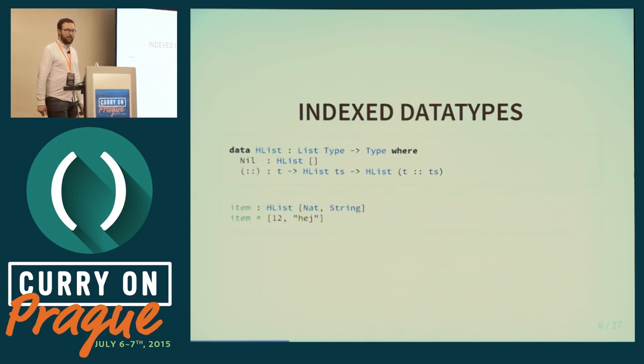I can then define item to be an HList of a Nat and a String. And now item is the list containing the natural number 12 and the string "hi", which is hello in Danish, which is the other language that I often speak.